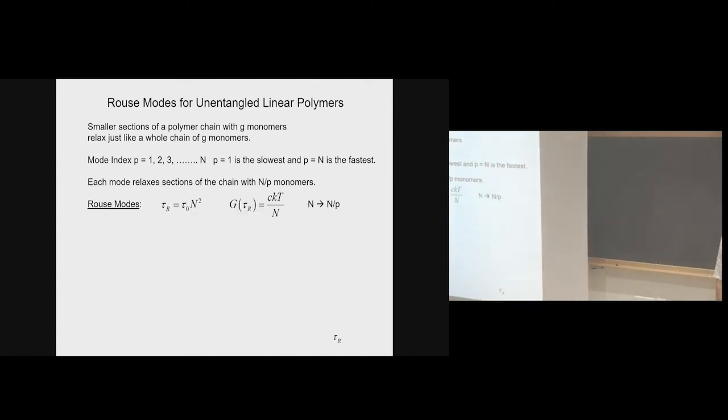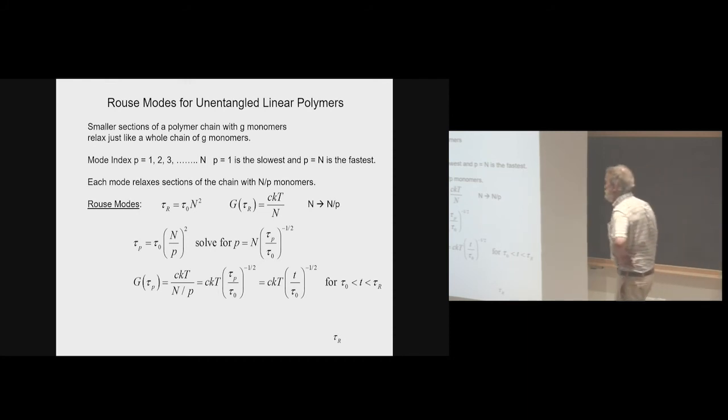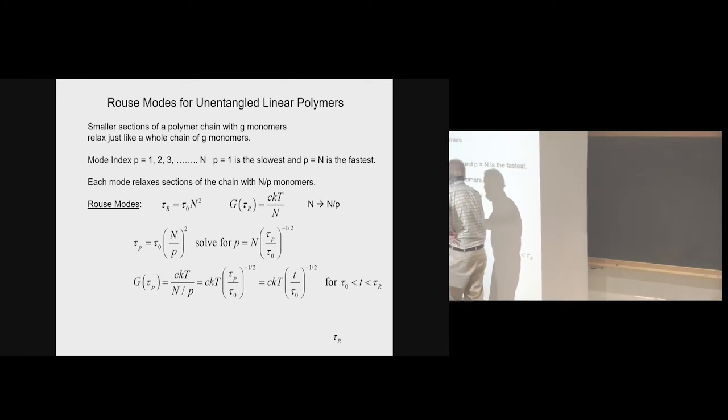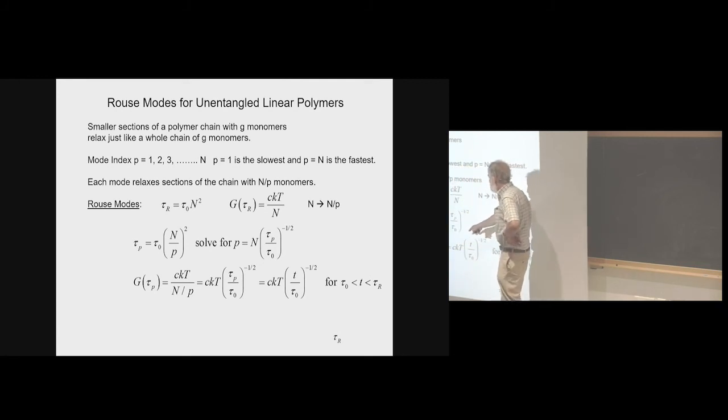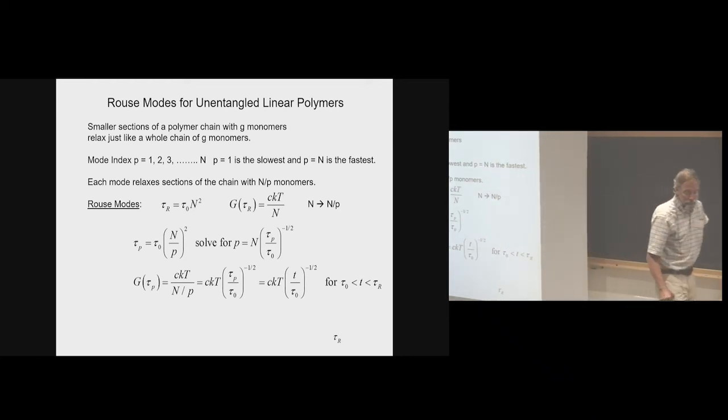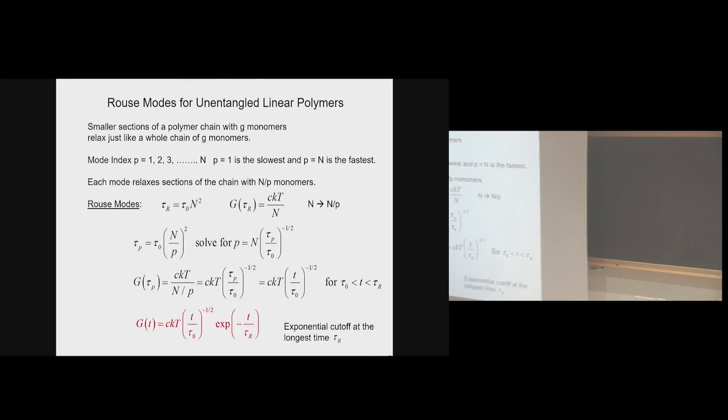Well, we have a terminal time and a terminal modulus, and we are going to replace the N's in these expressions with N over p to get the relaxation times and moduli of each mode. So that's done like this. This one had N squared, I replace it with N over p squared, and I solve for p. And then I put that into this one, which is also going to have N over p. And then I wind up concluding that the modulus should go like t to the minus 1/2 in the Rouse model. And that's, of course, a known result for the Rouse model as well.